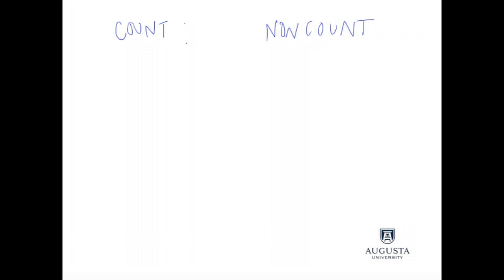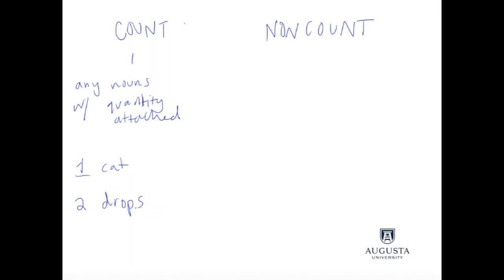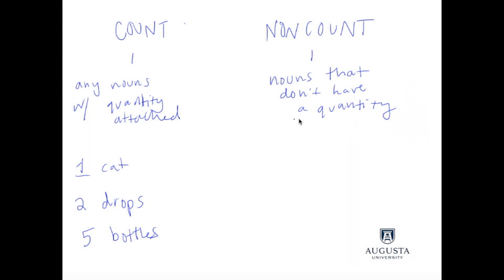What are count and non-count nouns? So, as you could probably guess, count nouns are any nouns that can have a quantity attached. Anything that we can count. 1 cat, 2 drops, 5 bottles. You get the gist. Non-count nouns then are nouns that don't have a quantity or can't be counted.